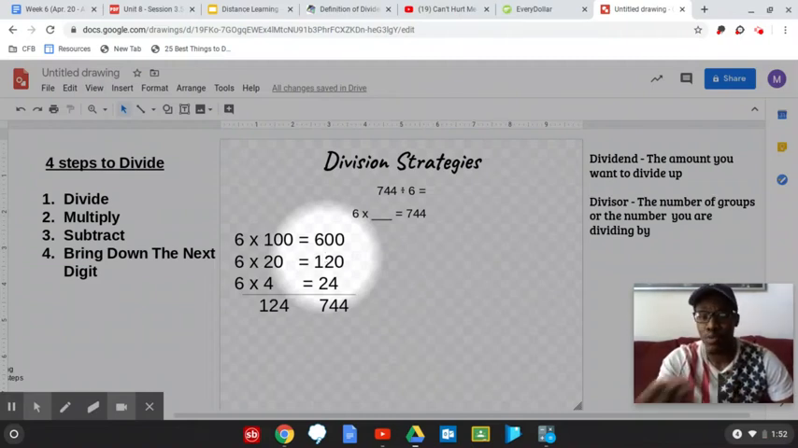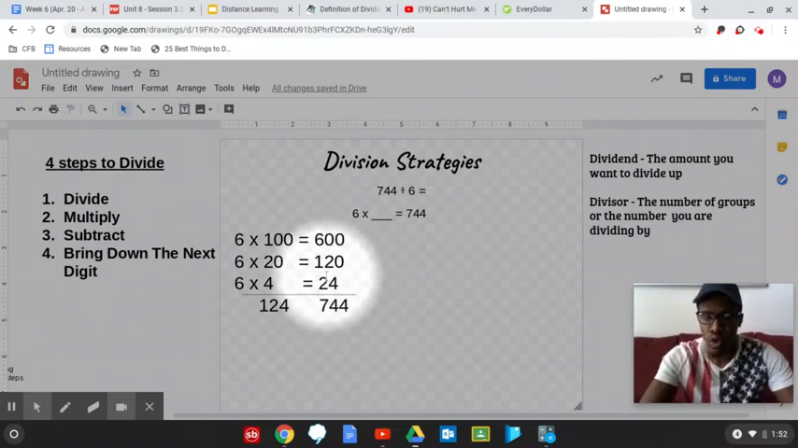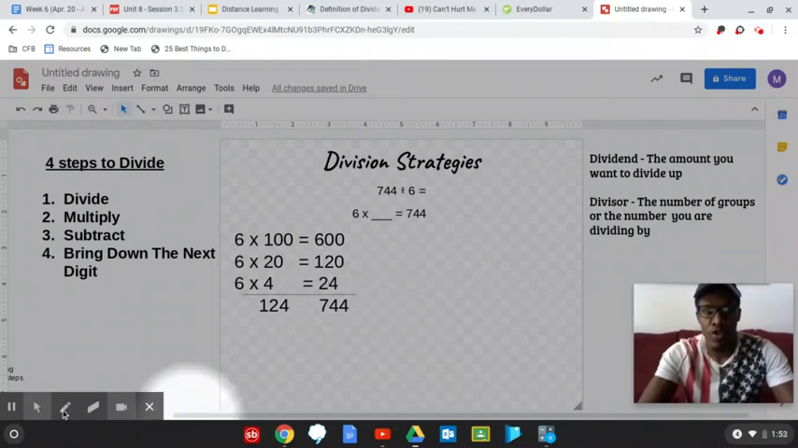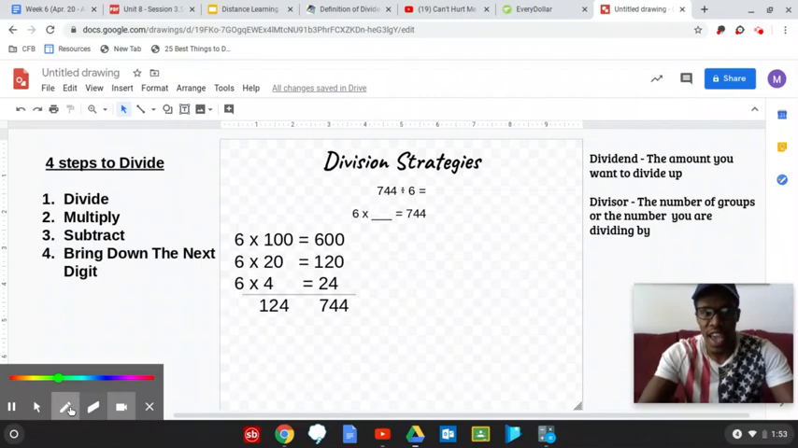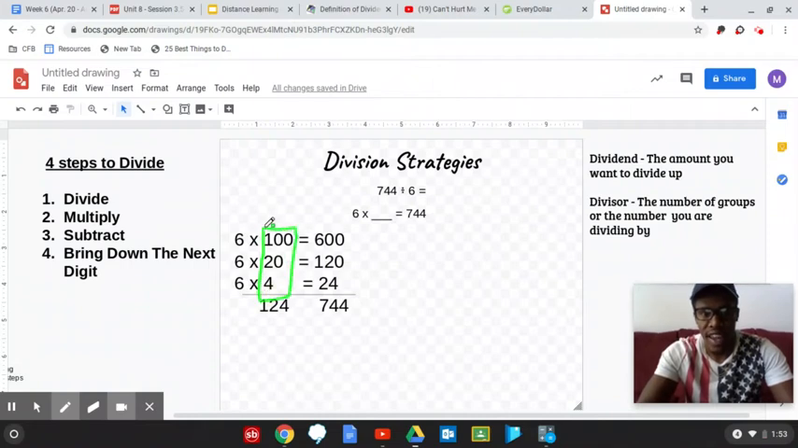So 6 times what equals 24? If you've been practicing your facts, you know that 6 times 4 equals 24. So now 600 plus 120 plus 24, I've reached my dividend of 744. In order to figure out what goes in the blanks, you just add up all the combinations that you tried, like 100 plus 20 plus 4. And that equals 124. So 124 goes in the blank.